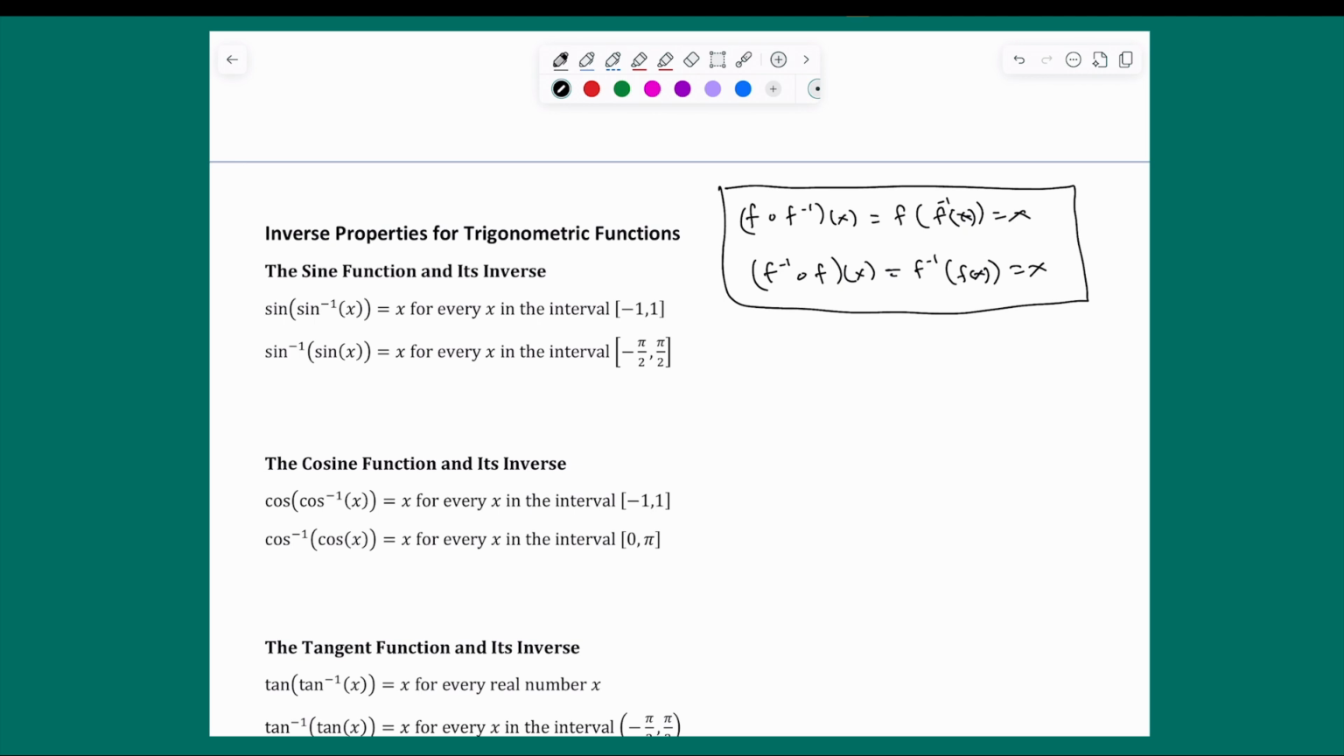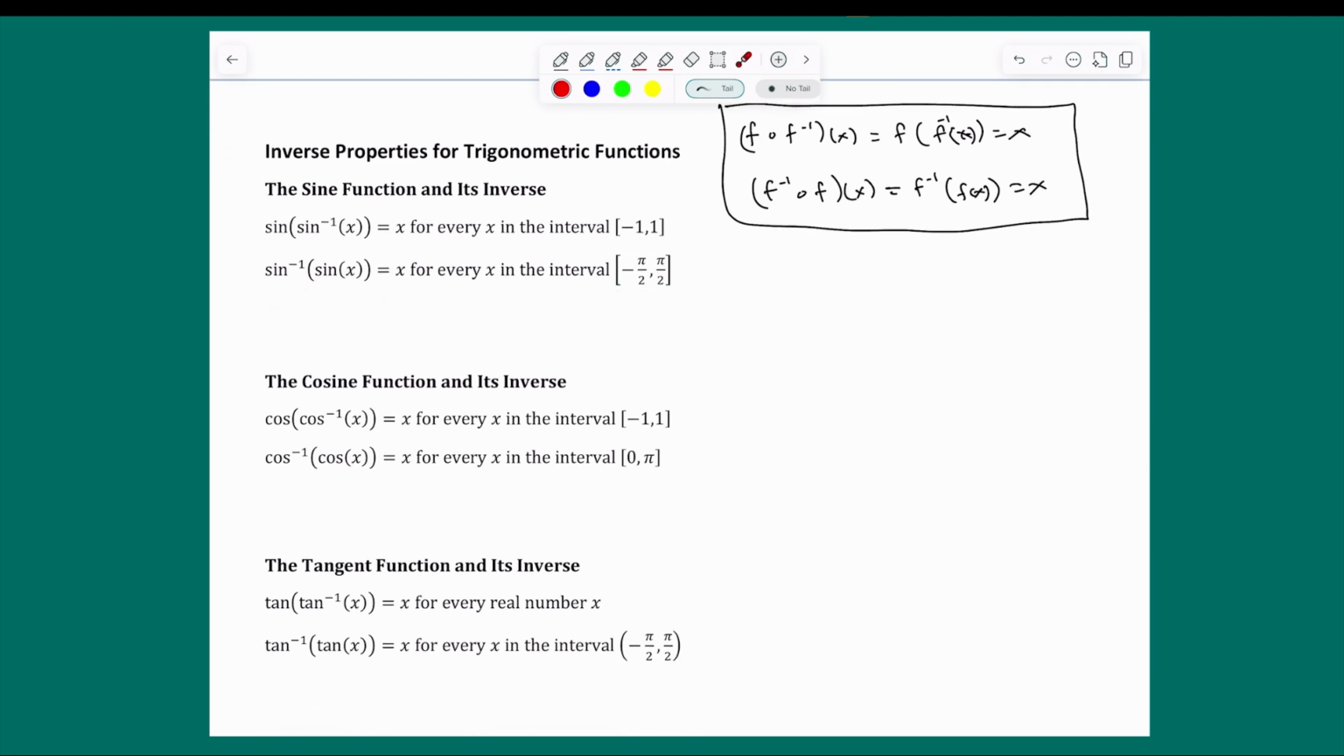And so we have those same properties here with sine inverse and so forth. For instance, sine of sine inverse of x gives you just back x, and this is true for every x in the interval from -1 to 1. Likewise, sine inverse of sine of x equals x for every x in the interval from -pi/2 to pi/2. One thing to note is that if you're treating sine of x as having a domain of all real numbers, this is not true. Sine inverse of sine of x is x only for x in the interval from -pi/2 to pi/2.